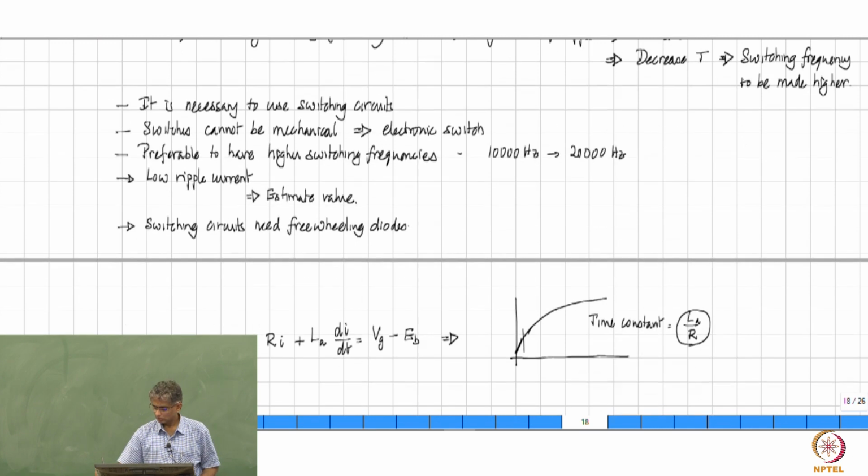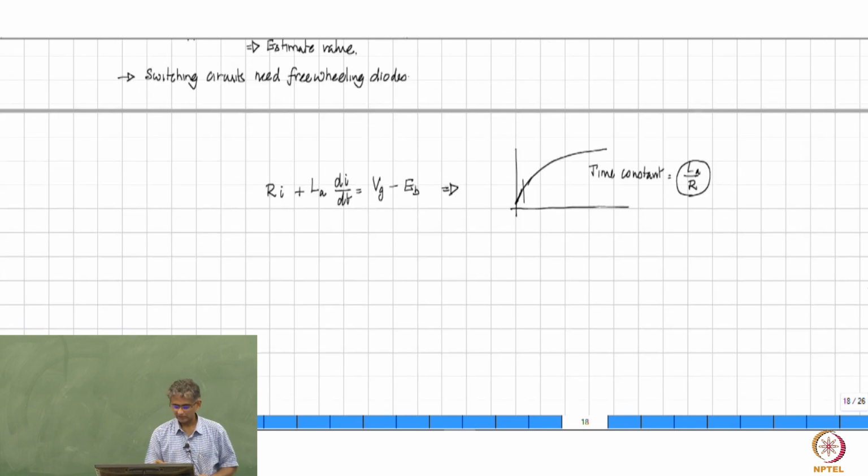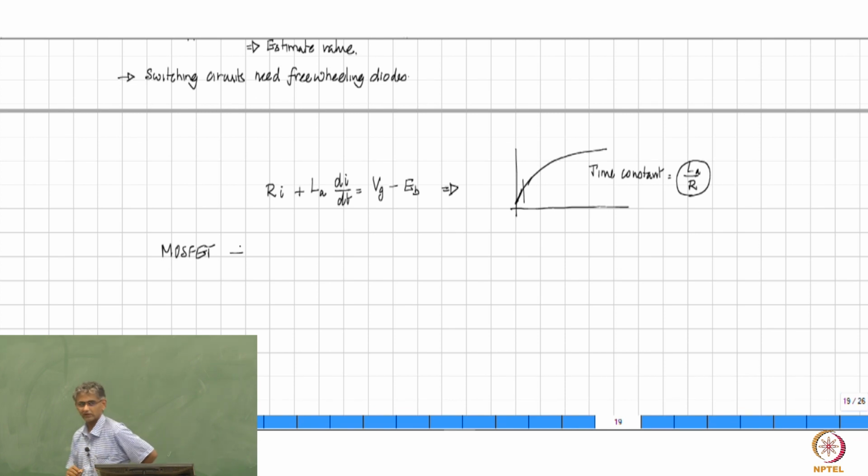Okay. So, what are the electronic switches that are used for this? MOSFET is one. What is the expansion of MOSFET? Metal oxide semiconductor field effect transistor. Okay. MOSFETs are of various varieties. Do you know what are the varieties of MOSFETs? N-channel and P-channel MOSFETs.